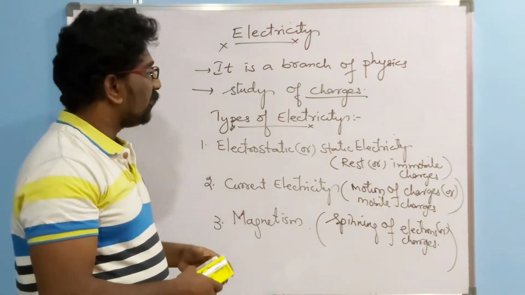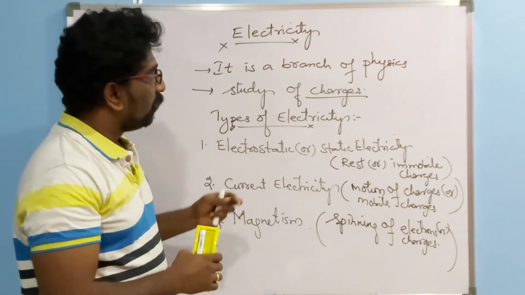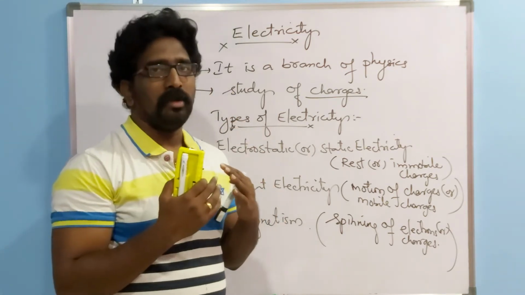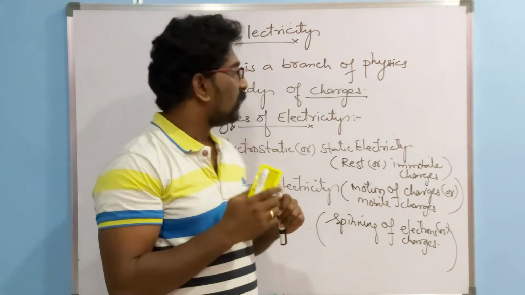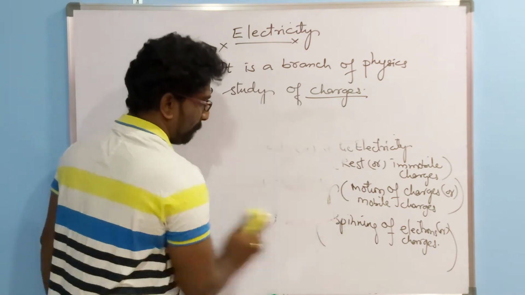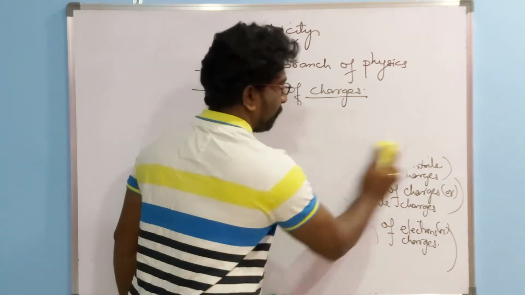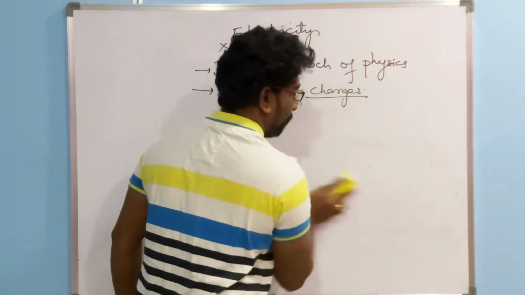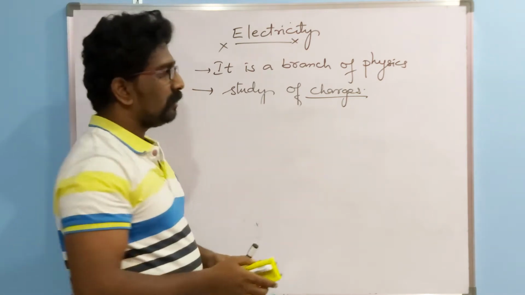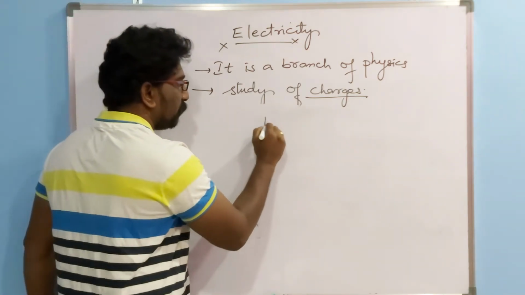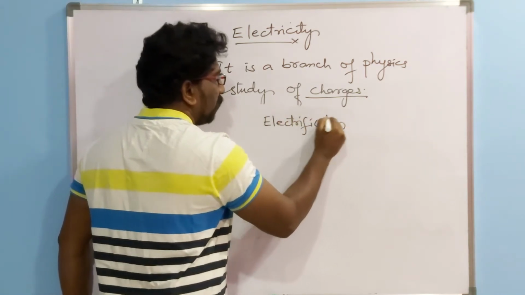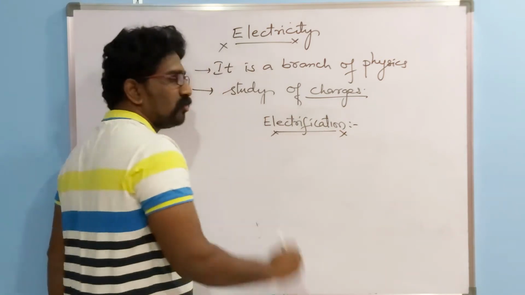Now next let us see how charged bodies are formed. How to form charged bodies. Let us see that. The next topic is called electrification. What is meant by electrification?